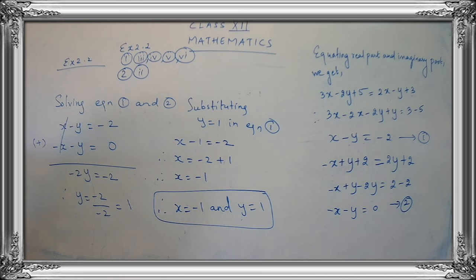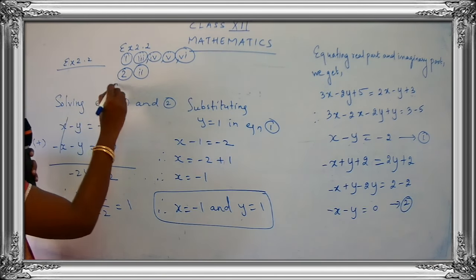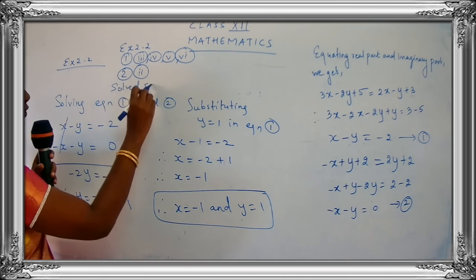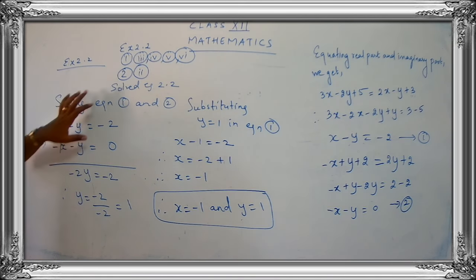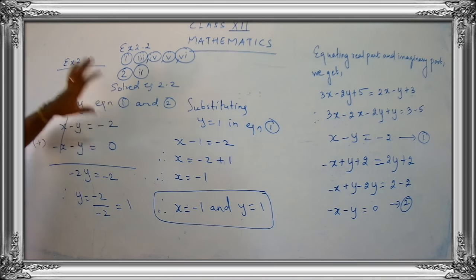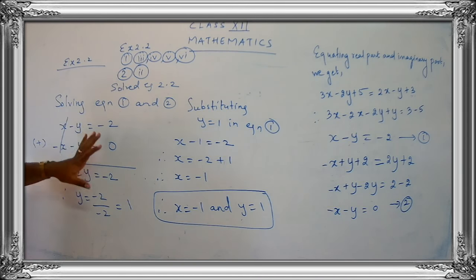You have to complete solved example 2.2, children, because solved example 2.2 deals with the same type of question, like we have done in the third sum. In the book, they have found the answer for x and y directly. I don't want you to find the value for x and y directly. You have to perform steps, like you have to solve the equations and get the value for x and y. I hope you can try out the solved example 2.2.